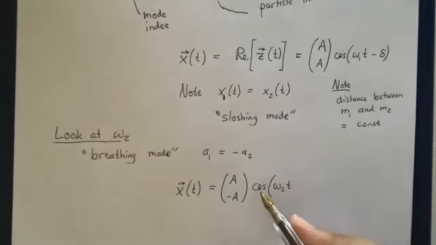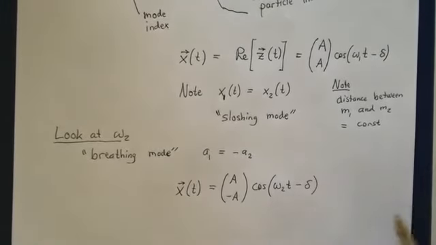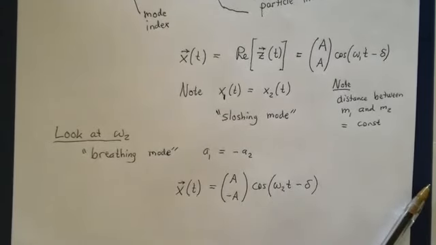In this case, it's omega 2. And in general, we'll allow for some phase shift. You can absorb this phase shift into your origin of the time axis. It's not really a fundamentally crucial thing.